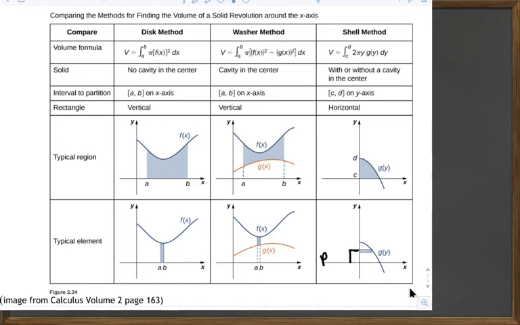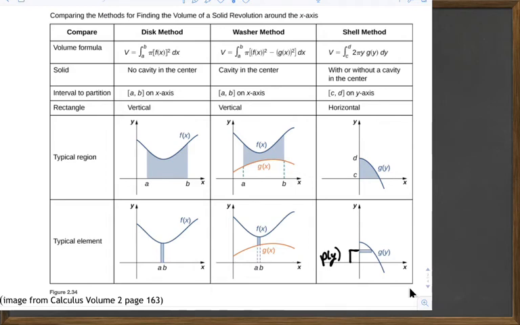Now, if you notice here on the shell method, you have a y there. That's your p of y. That's the distance from the representative rectangle to the axis of revolution, which is simply going to be y in most cases. And if we're rotating around a different horizontal line, it may change, or if there's some sort of gap, that may change. And then for the solid, if there's no cavity in the center, you can use the disk method. If you have a cavity in the center, you can use the washer method. And the shell method will actually work with or without a cavity in the center.